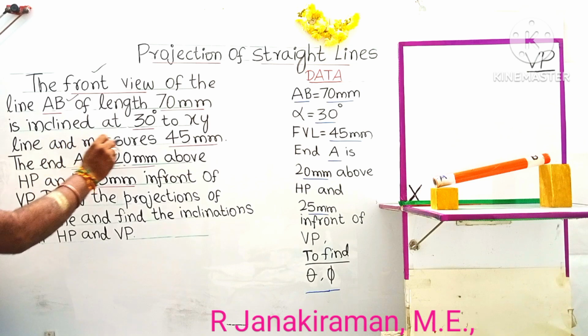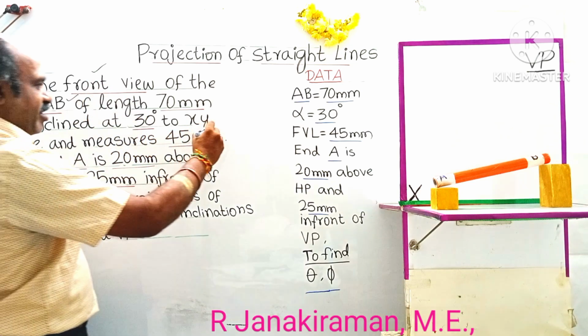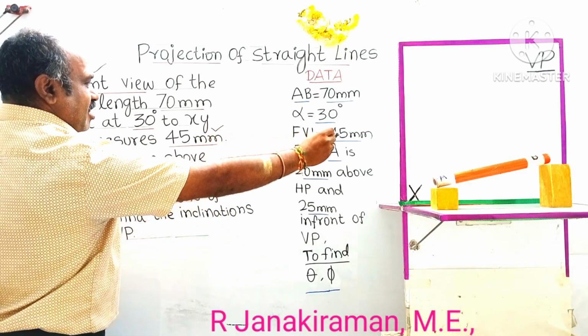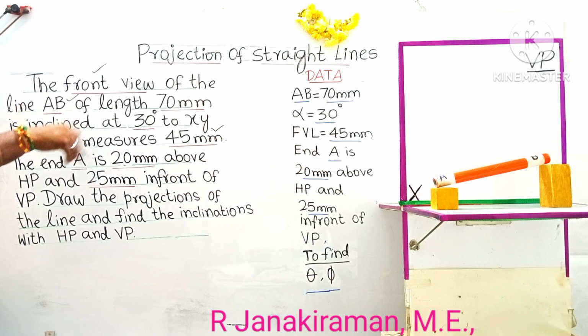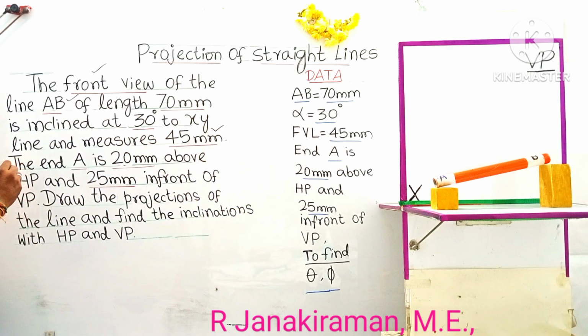XY line and measures 45 mm. That is the front view length. This is front view length 45 mm, called FVL. So read the question 1 to 2, 3 times, try to understand the meaning of the sentence, and write the data accordingly.